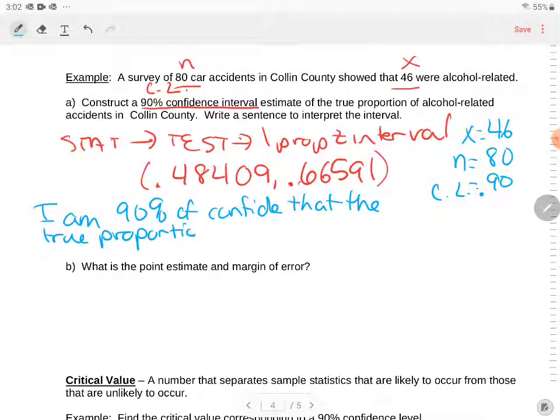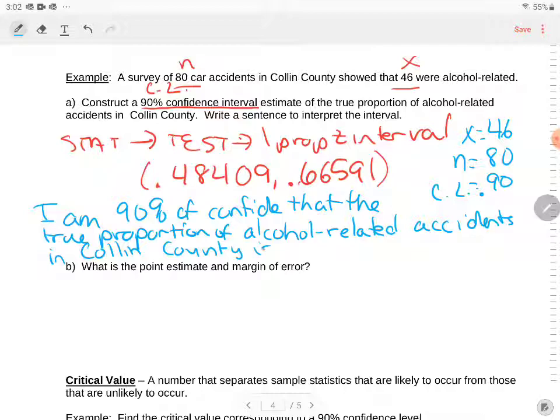of alcohol-related accidents in Collin County is between 0.48409, 0.6, I should say, 0.66591.